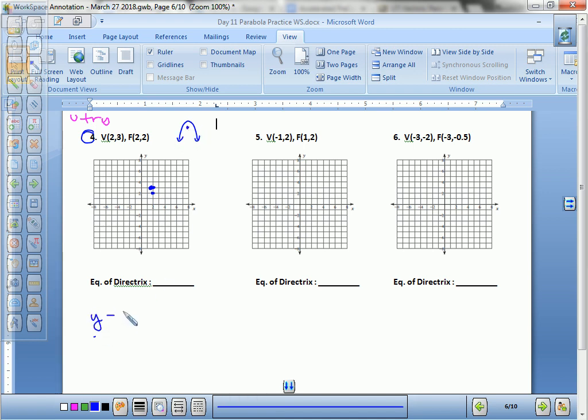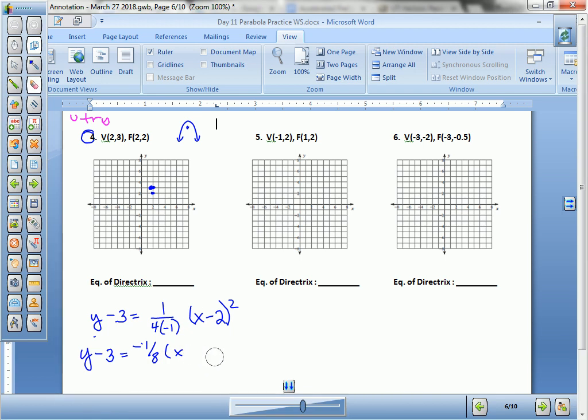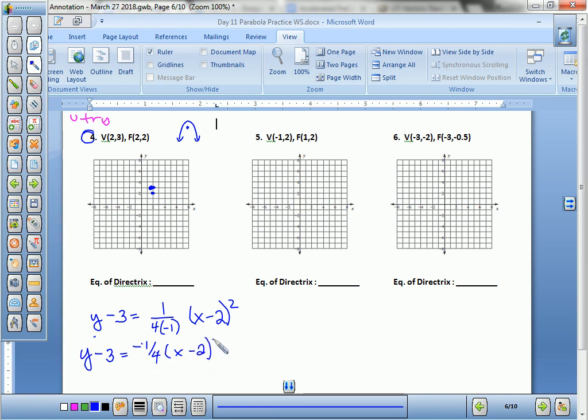y minus the y value at the vertex, 3. Okay, because it was down 1, I'm going to do 1 over 4 times negative 1. So that ends up being negative 1/4. Okay, and then it's x minus the x value at the vertex, squared. So the equation is y minus 3 equals negative 1/4 (x minus 2) squared. Yep, you are correct.